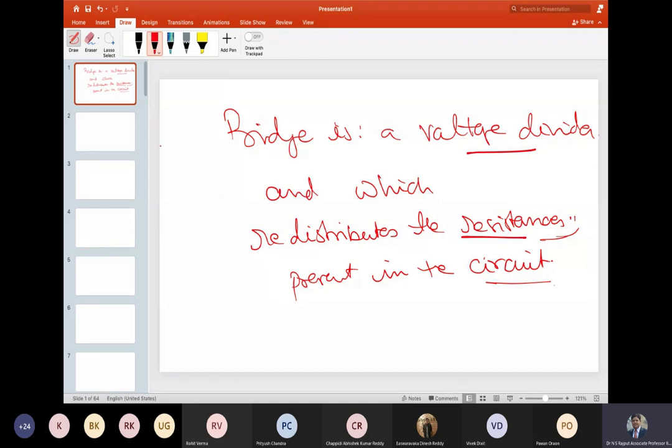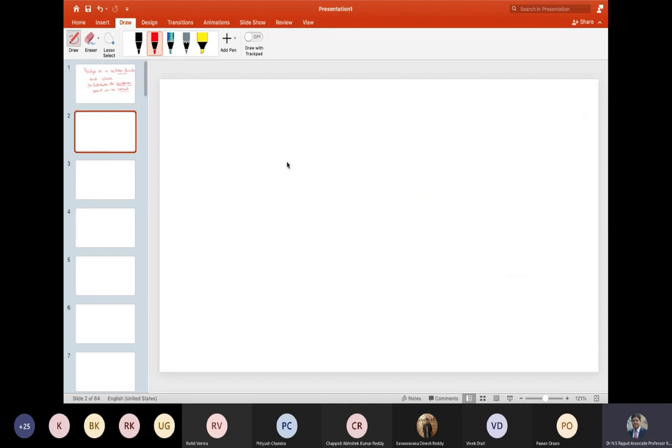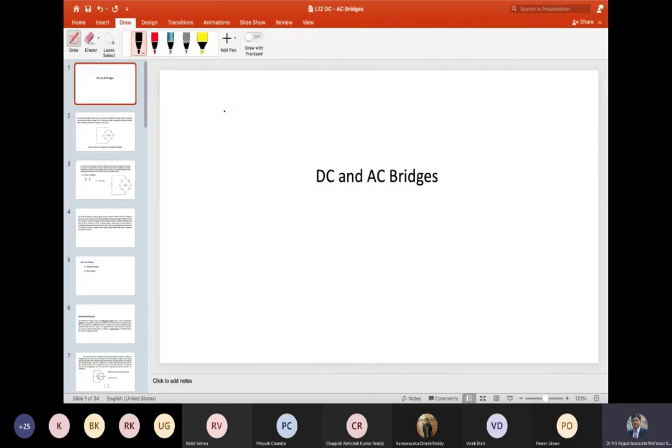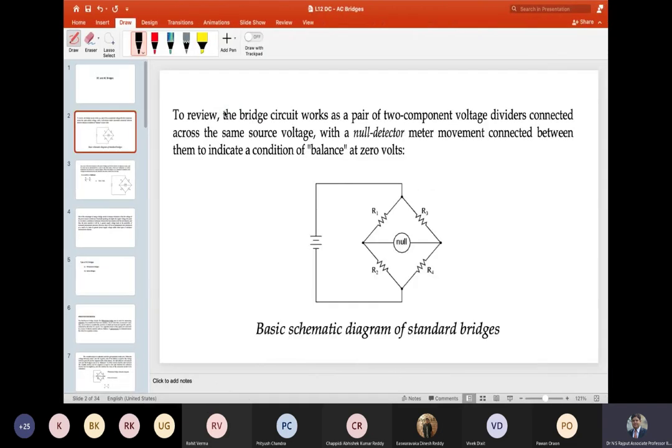And if we find that some resistance in this circuit is unknown, what is the way by which we can measure the value of a resistance? Okay, so let us just start with some bridges. I will start with some basic theory.